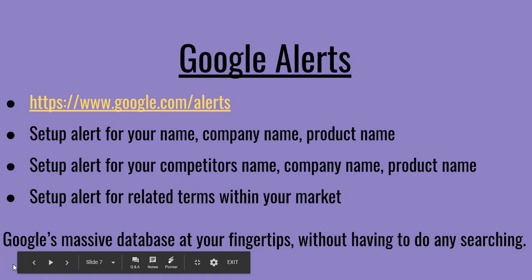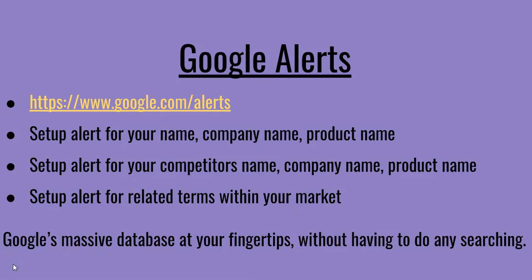So the next thing here that we're going to be exploring is Google Alerts. This is another great tool that you can use for doing your market research. You can do it by visiting google.com/alerts, and we're going to take a look at an example after I go over these things that we're going to be kind of looking at.